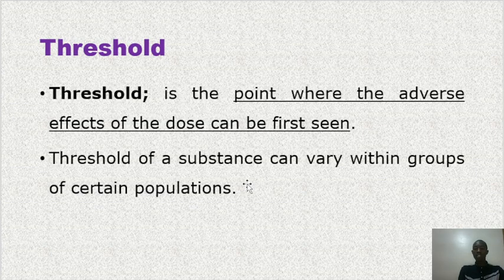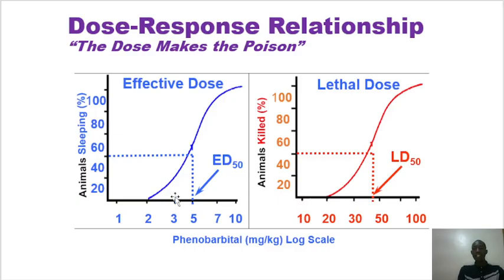If we use this example up here, you can see that our threshold here is 20, because for this substance we began seeing the adverse effects at 20.